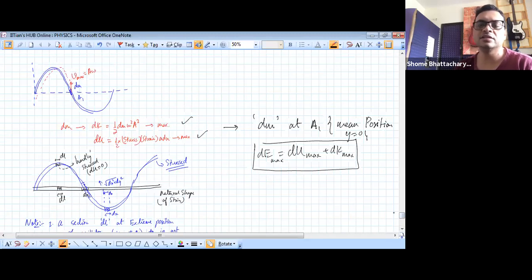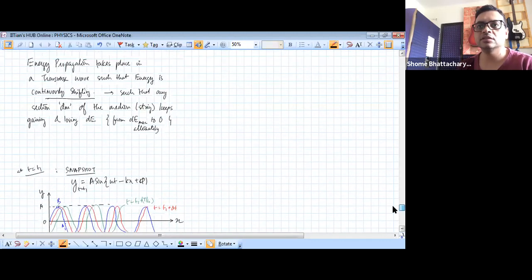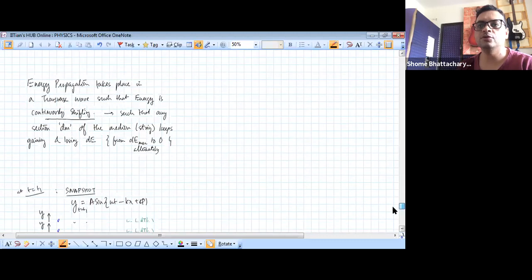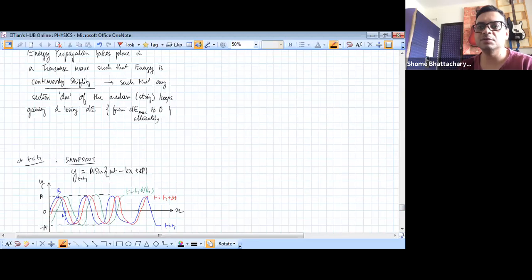And accordingly, as each section of the string goes from mean position towards extreme position, it starts losing all of its energy. And as it comes back from the extreme position to the mean position, it starts gaining all the energy back, both the potential and kinetic. So this is what we call delocalization, or constant shifting of energy from particle to particle in a transverse way. Okay, so I'll give you a bit of time to note down this point, and then come back to the explanation of that point which I've labeled as A1 over here at time t.